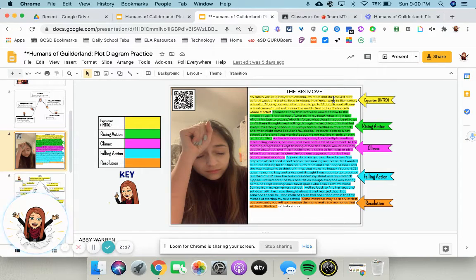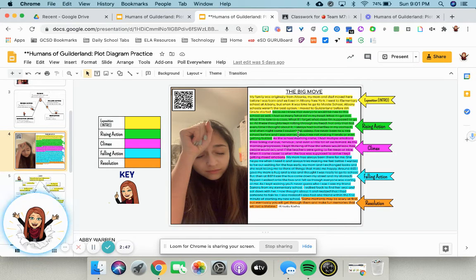So up here at the top, the exposition, this is our introduction. You can see, right, it's all the way up at the beginning. And it gives us the who and when information. So in this story, she's talking about her family, which means her mom and dad and her. Where, right? She's talking about how they were in Albania. Then she moved to Albany, New York. She was in elementary school. And then when she got to middle school, she moved to Guilderland. So that's now we know who, when, and where, right?